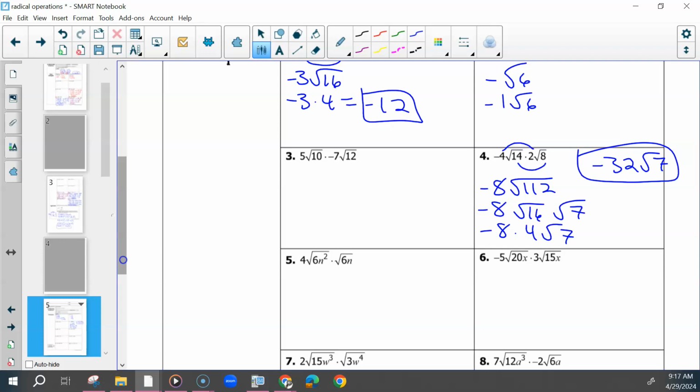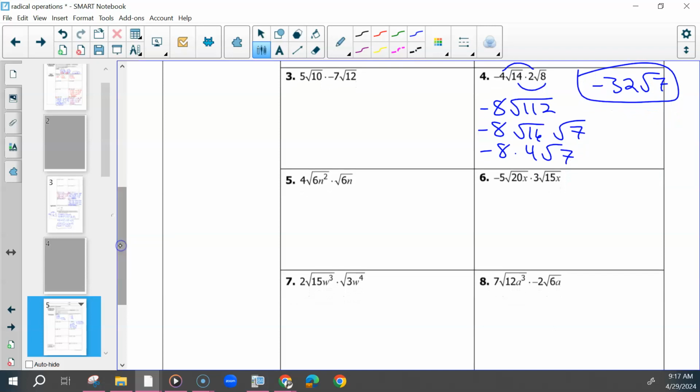Now we're going to add variables to the mix, so we have to use our exponent rules with multiplying exponents. So same thing, still multiplying the outsides together, the insides together, so this would be 4 times the square root of 36. When I multiply n squared and n, I would get what? n to the third.